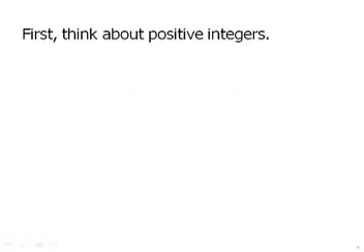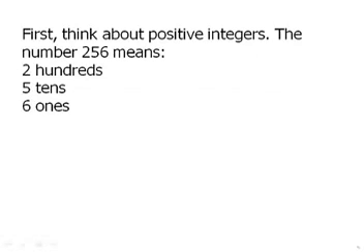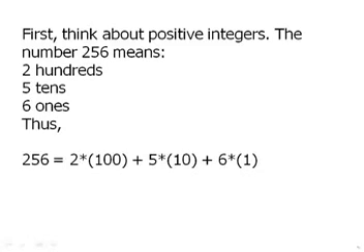First, think about positive integers, just ordinary positive integers. If we have the number 256, what that means is we have 2 hundreds, 5 tens, and 6 ones. Those are the place values. So we could write this number in the form 256 equals 2 times 100 plus 5 times 10 plus 6 times 1. That's expanding it in terms of its place values.